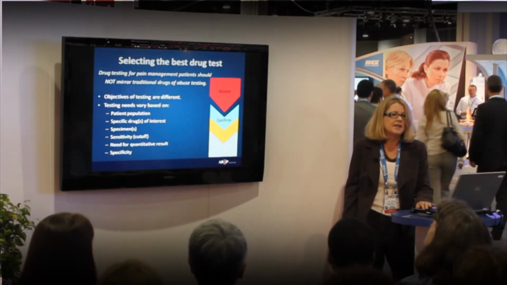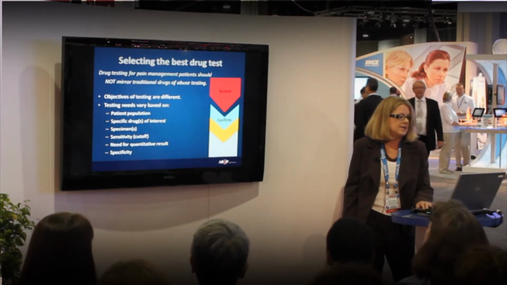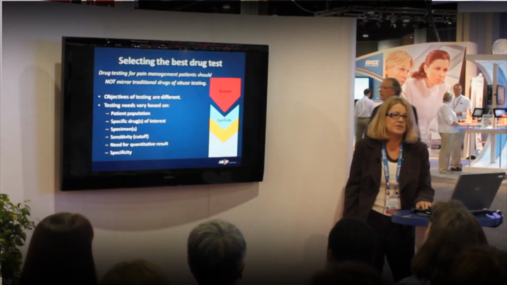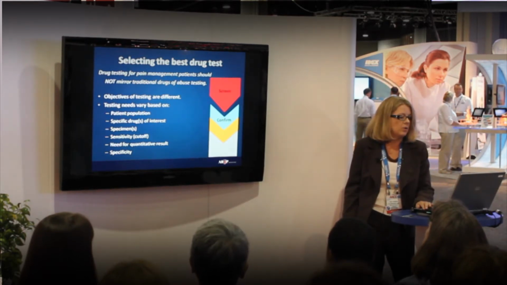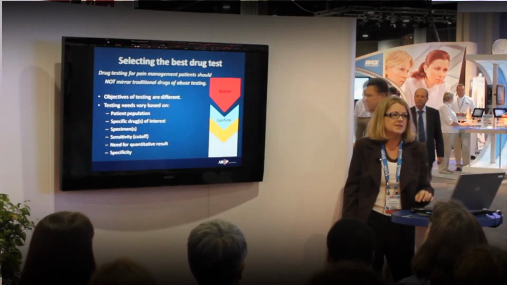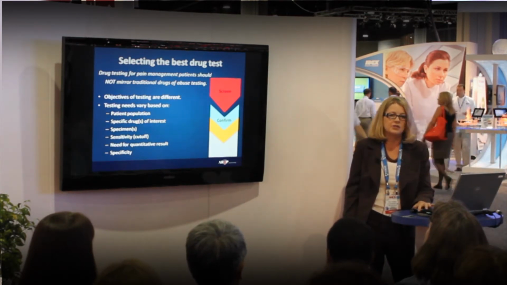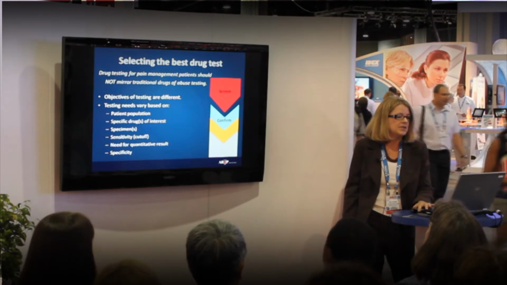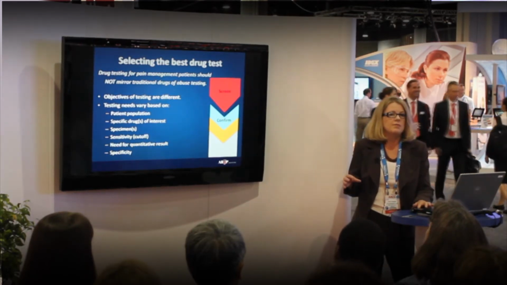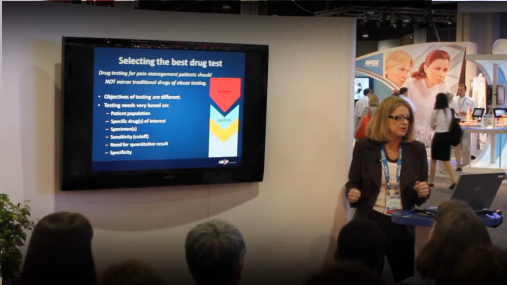Certainly the performance of the testing is very, very important, so knowing what the sensitivity and specificity is of a test, as well as whether or not quantitative results are generated, can be very important. In general, in pain management, we're trying to avoid false negatives as much as possible, so the cutoffs tend to be much lower than they would be in a traditional drugs of abuse testing profile. So in many ways, a pain management drug testing approach is going to be a hybrid of therapeutic drug monitoring principles as well as drug abuse testing principles.